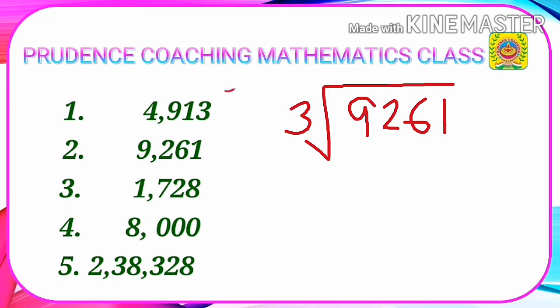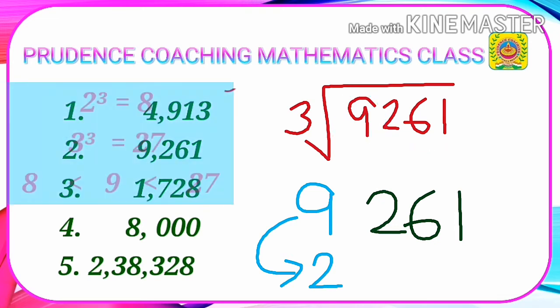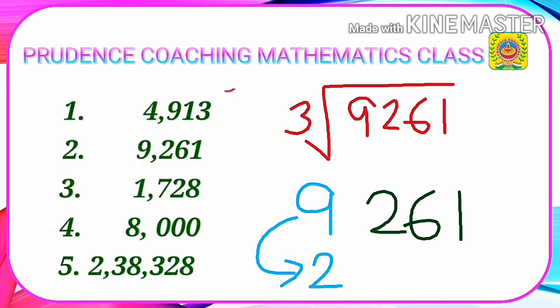So let us see the next example, that is 9261. First we need to split the number into two parts. So we will move from the right hand side to the left hand side. We will mark 3 digits, that is 261, differently and 9 as our different number. Next we will see the largest cube which is possible within 9, smaller than or equal to 9. We know 2's cube is 8, so we will write 2 as the first digit of the cube root number.